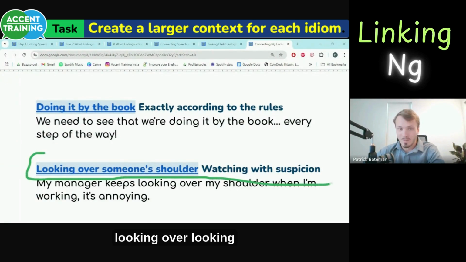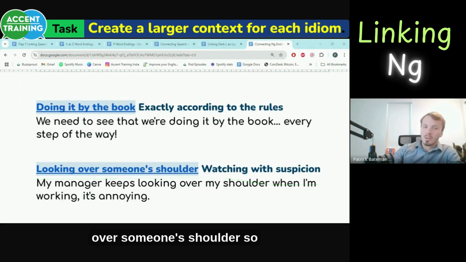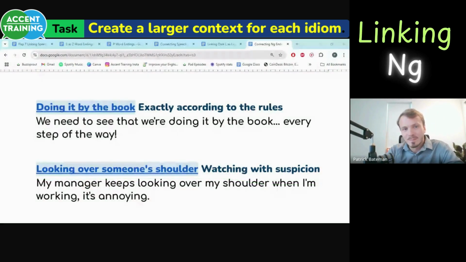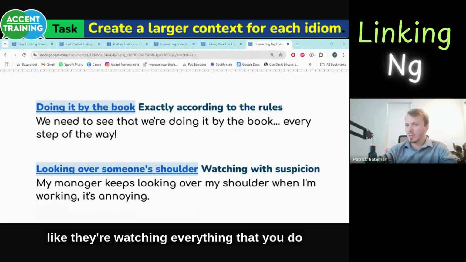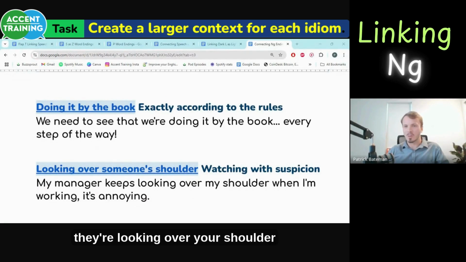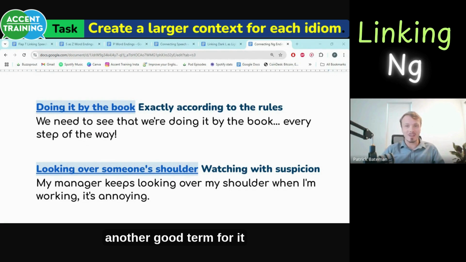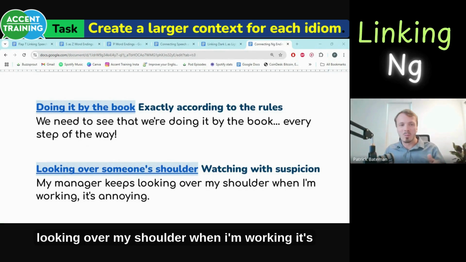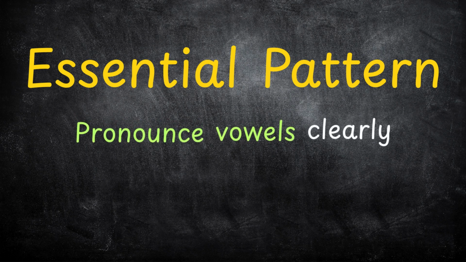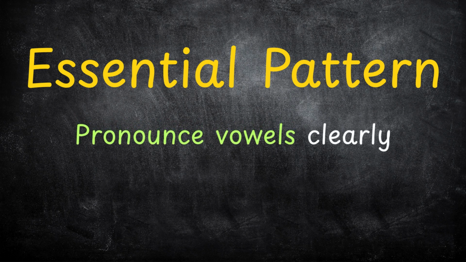How about the following: looking over someone's shoulder. So this is to say somebody's watching with suspicion, like they're watching everything that you do. They're looking over your shoulder. Yeah, you're being micromanaged. Yes, another good term for it. Like my manager keeps looking over my shoulder when I'm working. It's annoying. So these were the things for today.